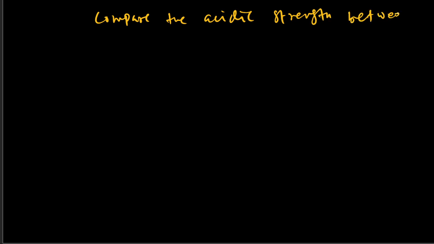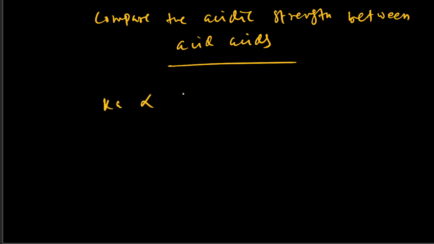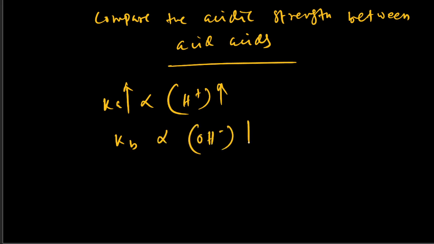If you compare the acidic strength between weak acids, Ka is directly proportional to H plus concentration. So if Ka is more, then H plus is more, or if H plus is more, then Ka is more. Similarly, Kb is directly proportional to OH minus concentration. So if OH minus concentration is more, then Kb value is more.